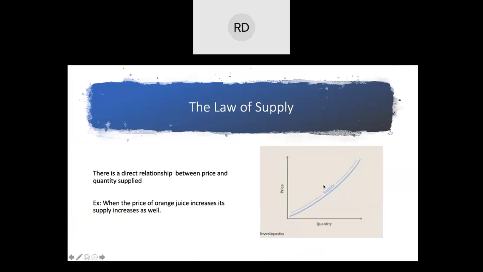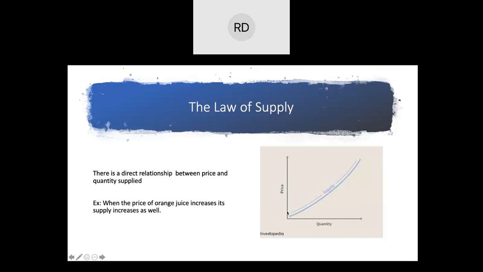If we look at the graph on the right here, we see that we have price on the y-axis and we have quantity on the x-axis. And then we have the supply curve right here. Always remember that the supply curve is the upsloping curve and the demand curve is the downsloping one. Now let's focus on supply here.